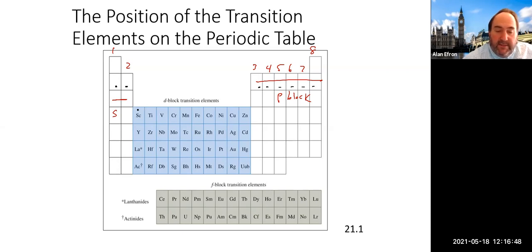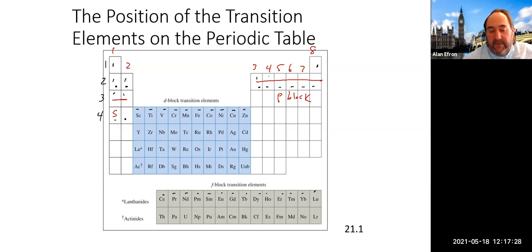D subshells can hold 10: 1, 2, 3, 4, 5, 6, 7, 8, 9, and 10. And F, which are down here, can hold 14: 1, 2, 3, 4, 5, 6, 7, 8, 9, 10, 11, 12, 13, and 14 electrons. So if you know what you're doing, you can use the period numbers. You can literally count off electron configuration. This would be technically 1s1, 1s2, period 2, 2s1, 2s2, 2p1, all the way down to 2p6. This would be 3s2, 3p6.